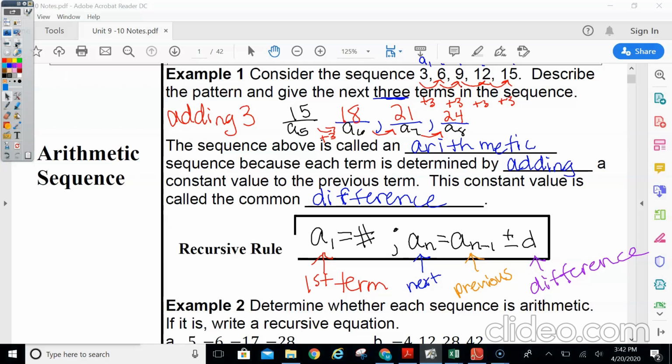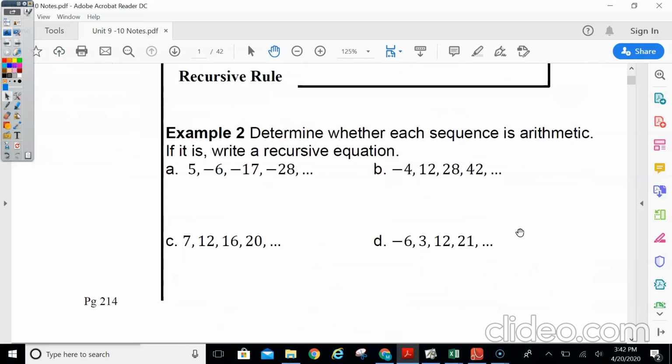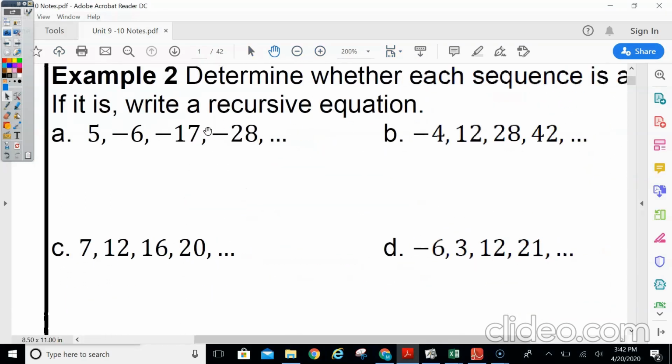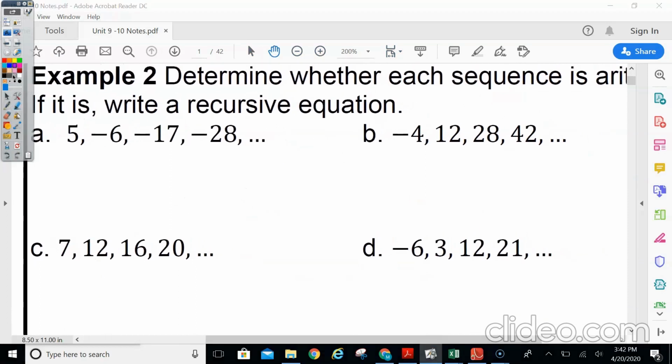All right, so the example down here wants us to say, is it arithmetic or not? So here, what do I have to do to get from 5 to negative 6? I have to subtract 11. So what about negative 6 to negative 17? I subtract 11 more. Negative 17 to negative 28, I subtract 11 more. So here, it says determine if it's arithmetic. So yes, it's arithmetic.